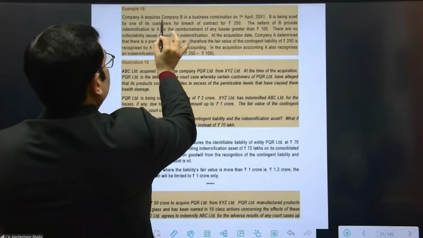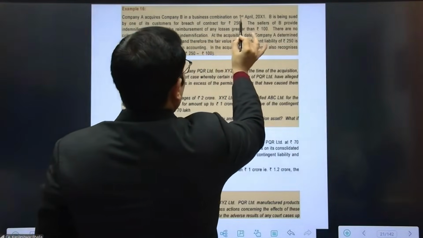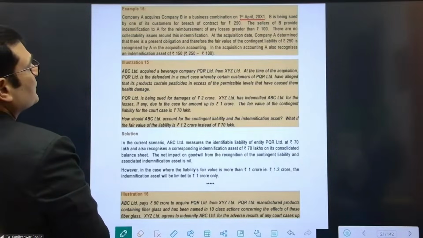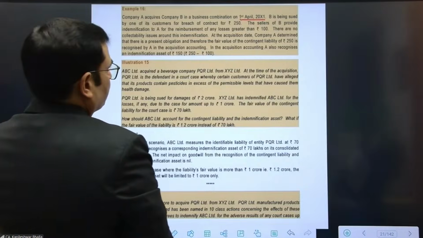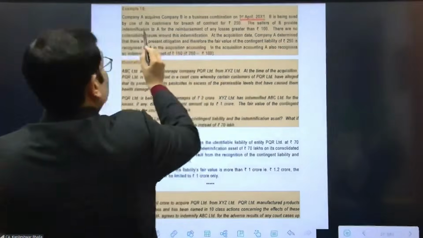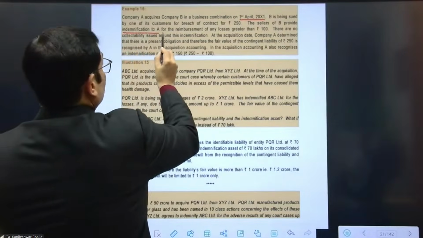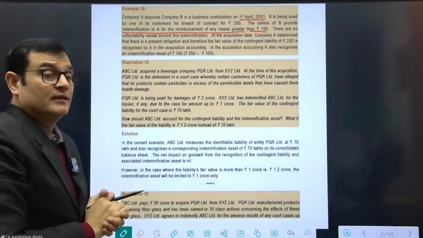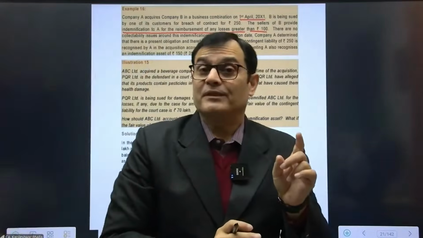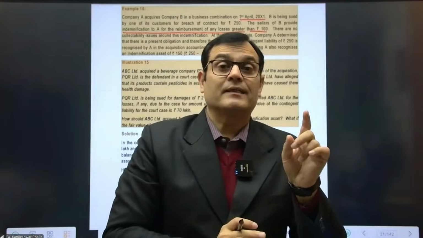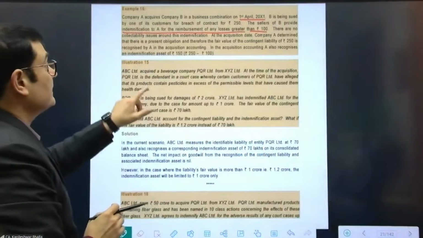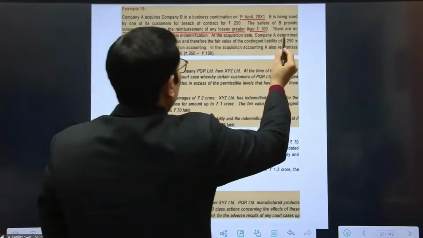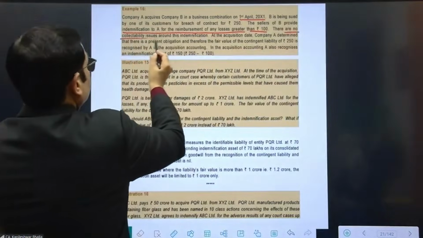It says company A acquires company B in a business combination on 1st April X1. B is being sued by one of the customers for breach of contract for 250. The sellers of B provide indemnification to A for the reimbursement of any losses greater than 100. So against the acquiring company, there is a legal case, and it says B agreed to compensate A, indemnify him for any losses greater than 100.